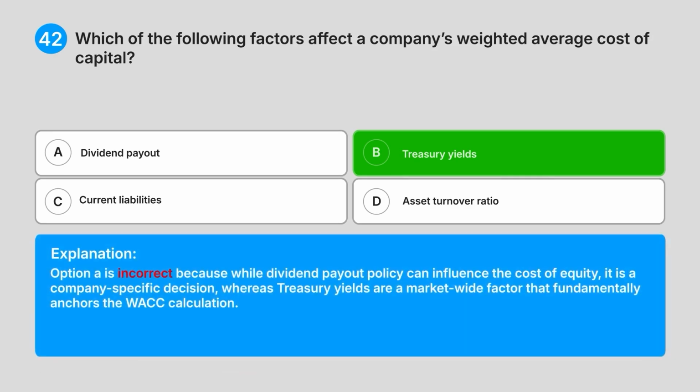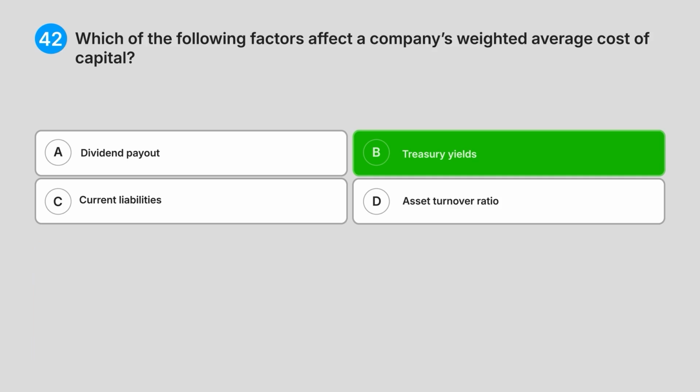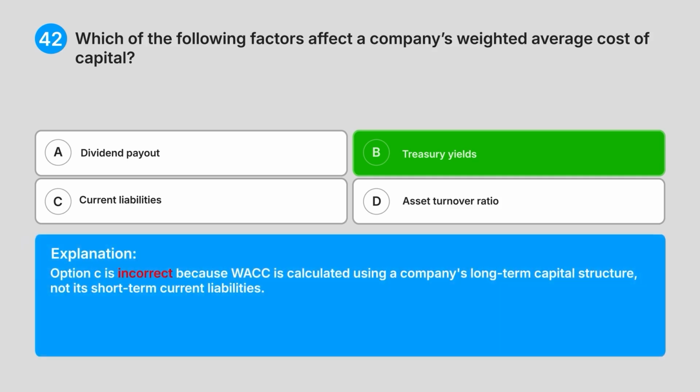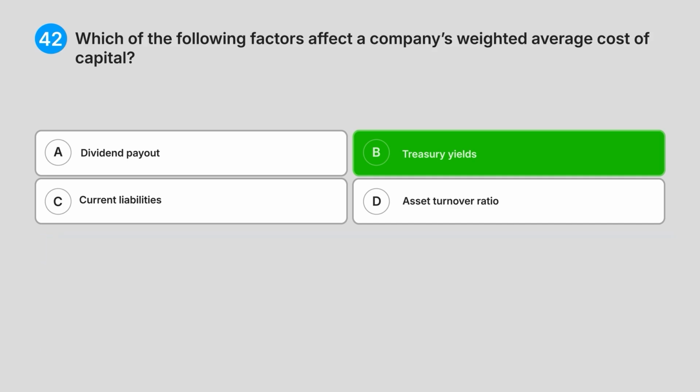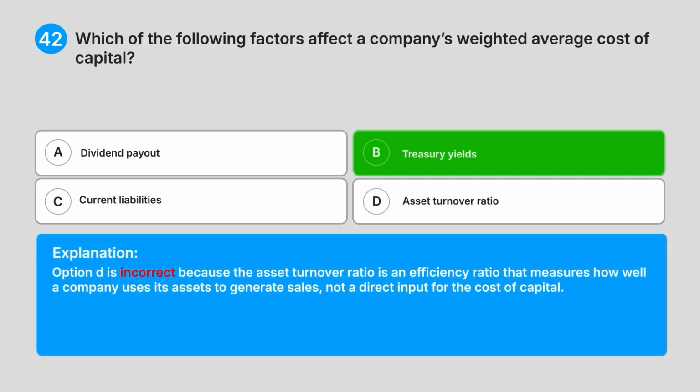Option A is incorrect because while dividend payout policy can influence the cost of equity, it is a company-specific decision, whereas Treasury yields are a market-wide factor that fundamentally anchors the WACC calculation. Option C is incorrect because WACC is calculated using a company's long-term capital structure, not its short-term current liabilities. Option D is incorrect because the asset turnover ratio is an efficiency ratio that measures how well a company uses its assets to generate sales, not a direct input for the cost of capital.